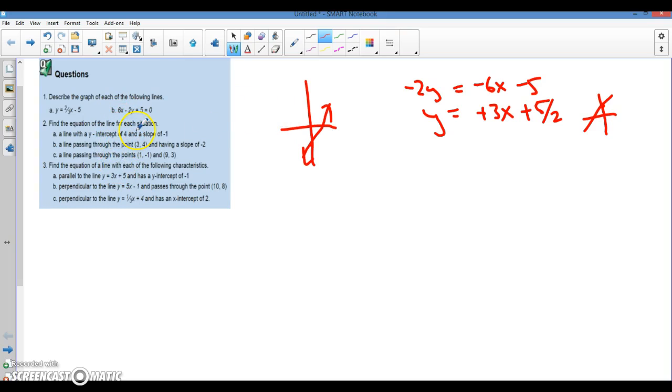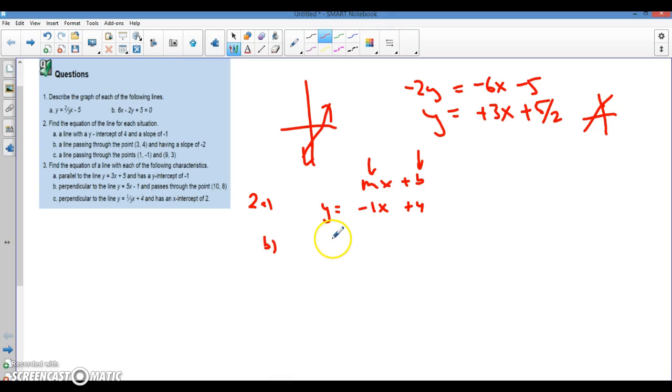These ones here find equations. So usually 1 mark for each of these, 1 for finding the m and 1 for the b. So let's do 2a first. We have a y-intercept of 4 and a slope of 1. So this one's kind of straightforward. mx plus b, there's your intercept, there's your slope. So you have a slope of -1, so -1x plus 4, or just -x plus 4.